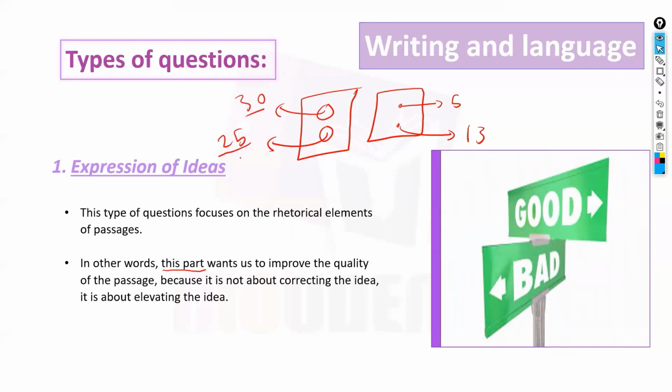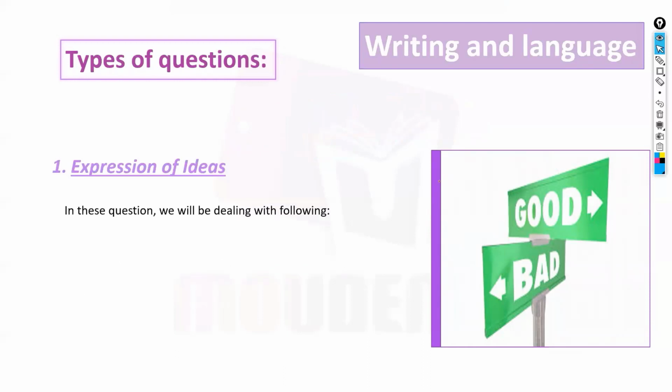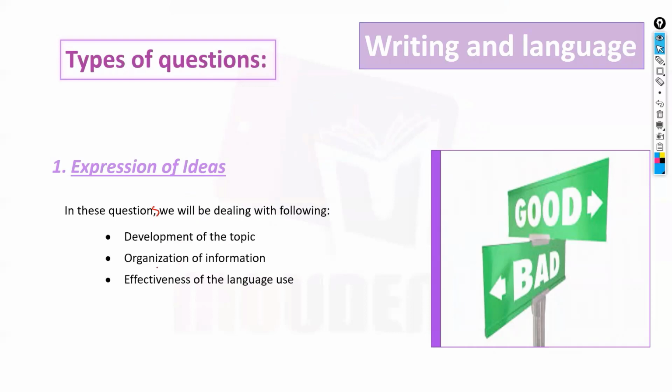So the idea is not necessarily incorrect. We can't say that the idea is incorrect. We can say that the idea is badly expressed, and we have to improve it. Not so much correct it, as much as we have to do some improvements so we can take this idea to a better, elevated position. So for the first type, let's keep in mind that we're given bad expressions, let's say bad, they're not incorrect, and we have to just improve them, make them better. In these questions, we will be dealing with the following: development of the topic, organization of information, effectiveness of language use.